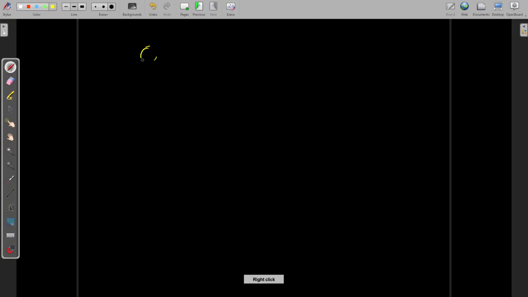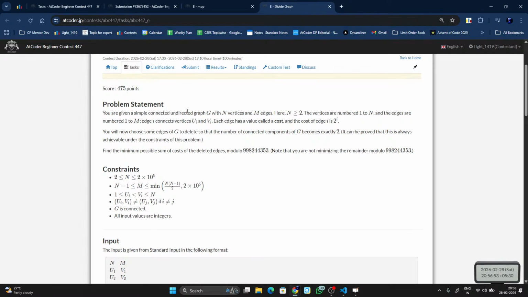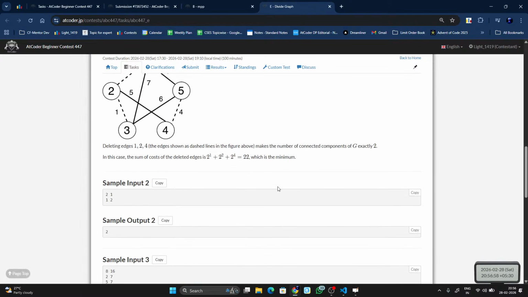So let's try to come up with a graph. Okay, so they have given us a graph.